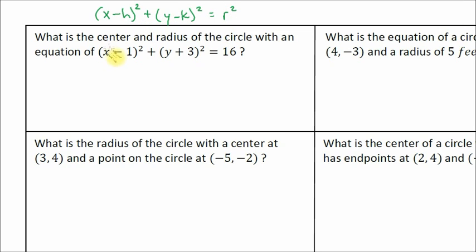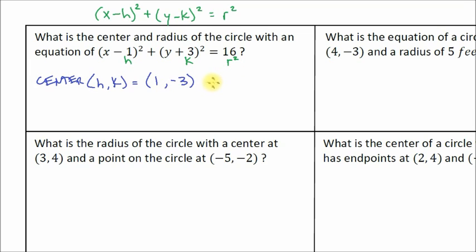That means this value right here is h, and this value is k, and this value, be careful class, it's r squared, not r. So don't think that the radius is 16. Now for this one, let's identify our center first. Our center is at (h, k), which is actually (1, -3).